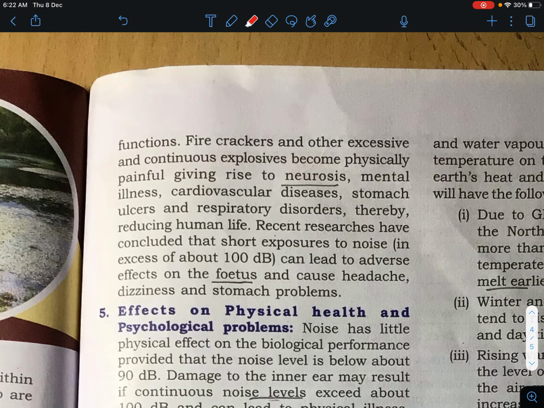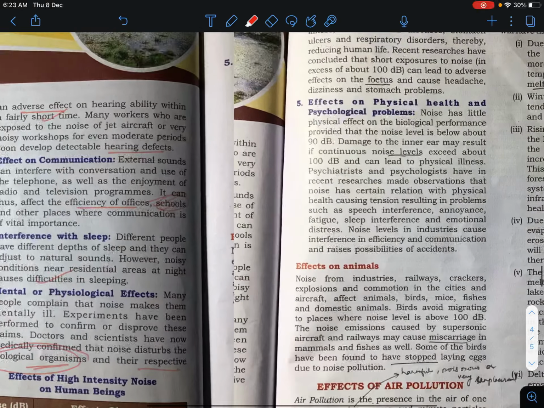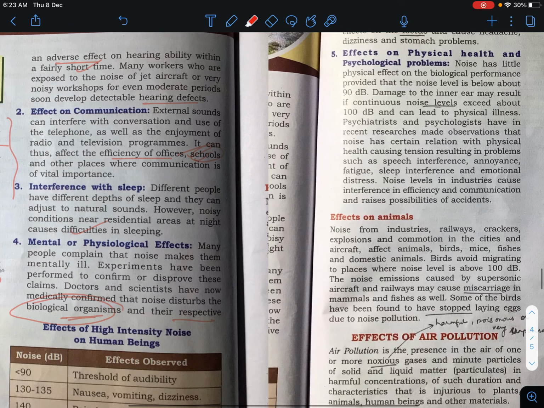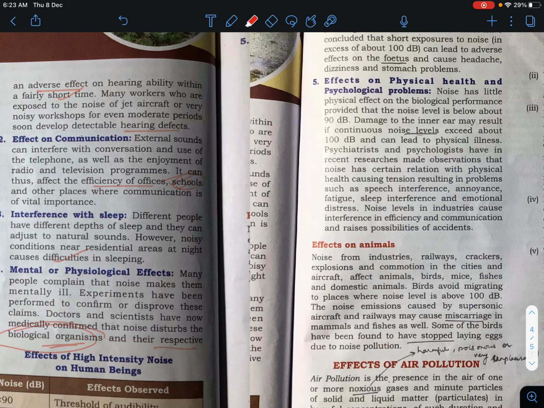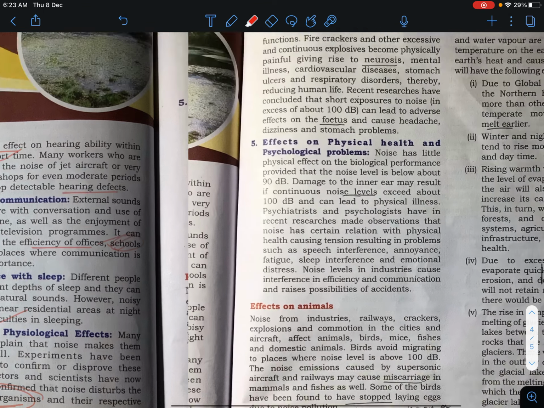Firecrackers and excessive continuous explosions become physically painful, giving rise to neurosis, mental illness, cardiovascular disease, stomach ulcer, and respiratory disorder, and thereby reducing human life. From here we can conclude that mental disorder is going to happen, and noise pollution also plays an important role on the physiological system.